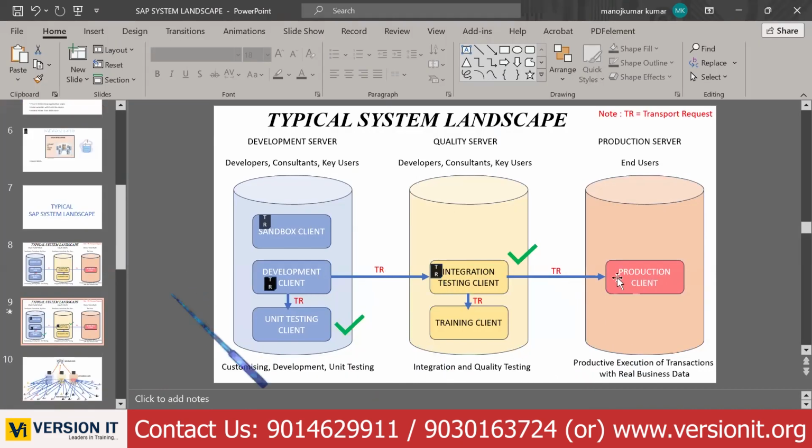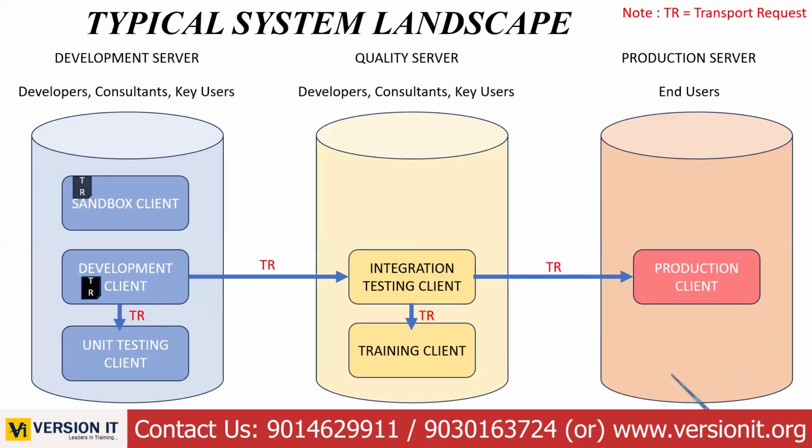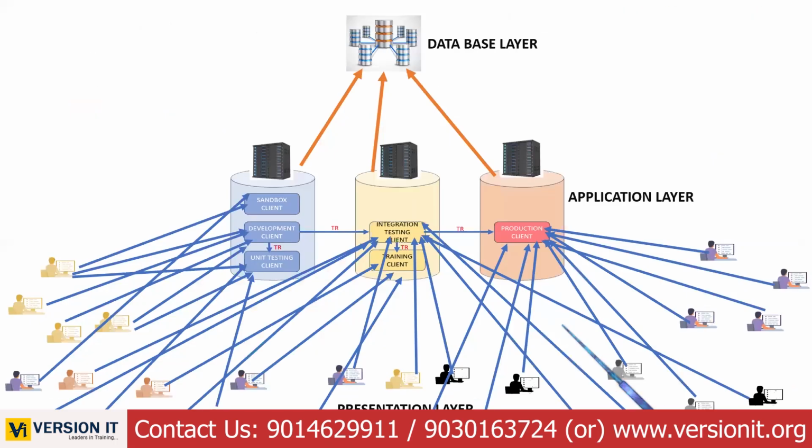Come here. Now I am going to combine the three-tier architecture with the landscape. This is the development server. This is the quality server. This is the production server. This is the database layer. So these all are the different users. Different application servers. So you're just choosing the client to connect to different servers on the same GUI.